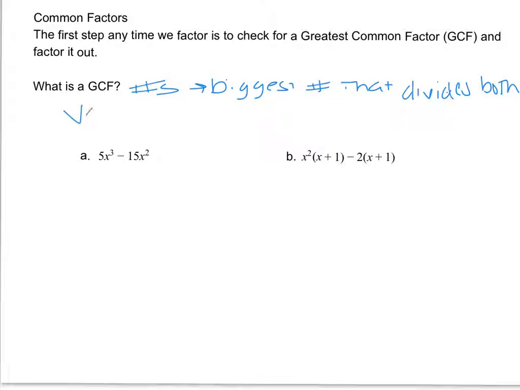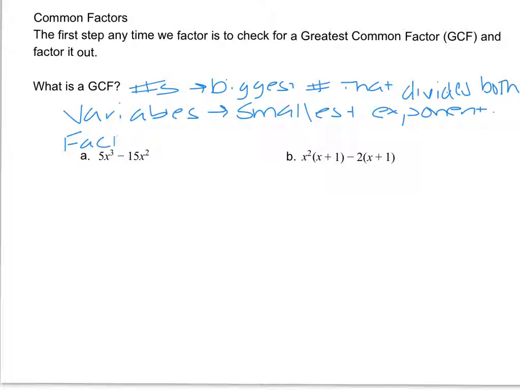And then when we start looking at our variables, as we mentioned, it's going to stem from the smallest exponent because that's going to be the most that they have in common. So for example, if we're looking at letter A here and we want to factor these using the GCF, the largest number that divides 5 and 15 is 5. The letters, we have an x to the third and then an x squared. The most that they have in common is x squared, so the GCF is 5x squared.